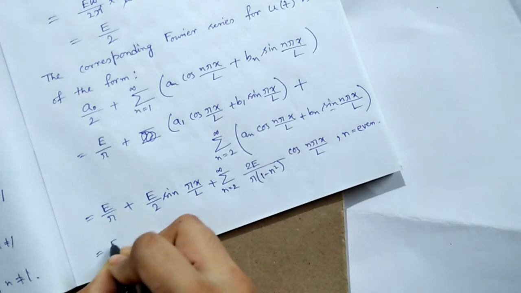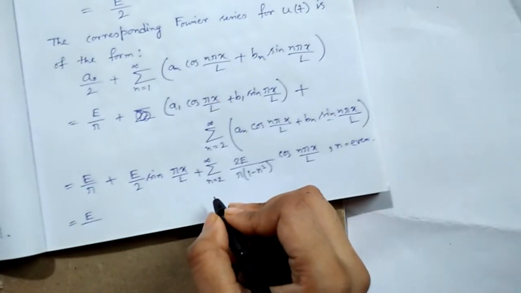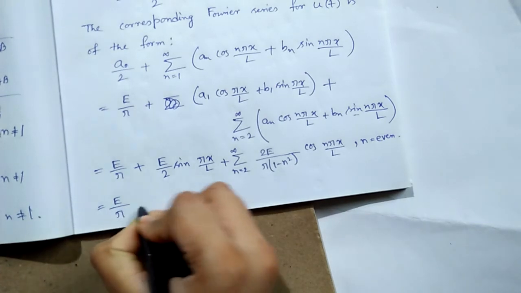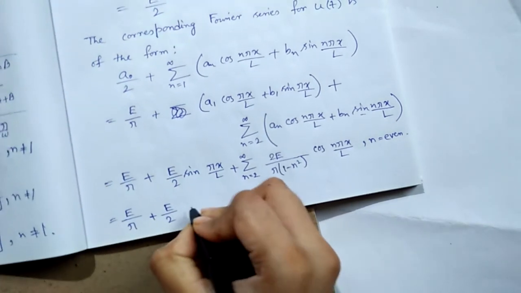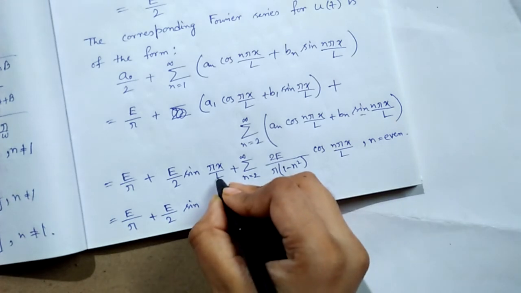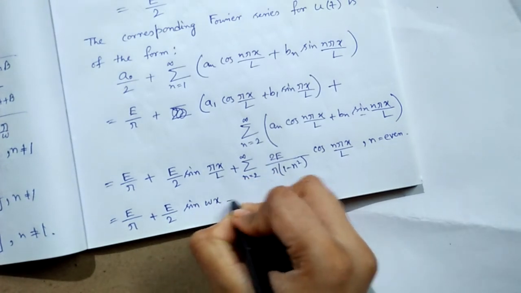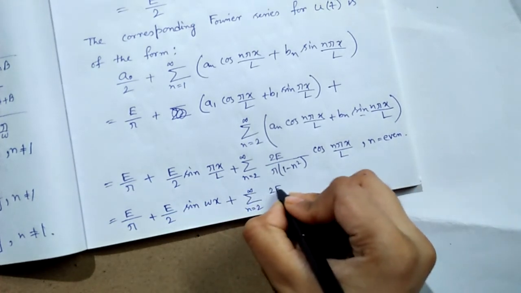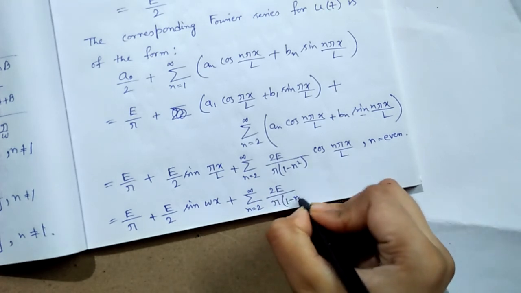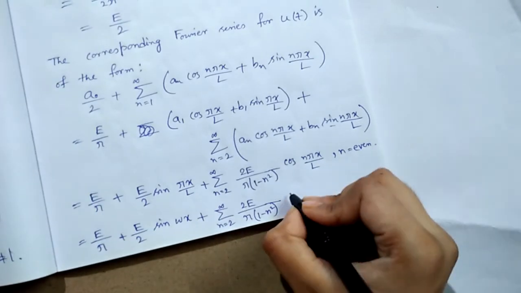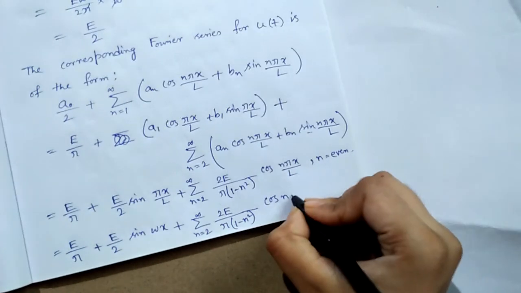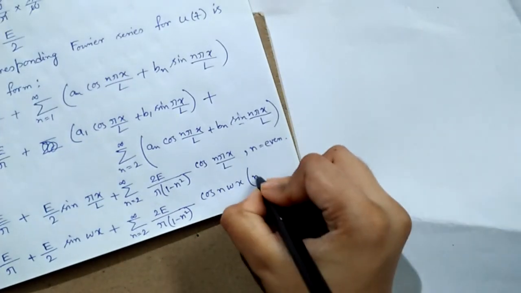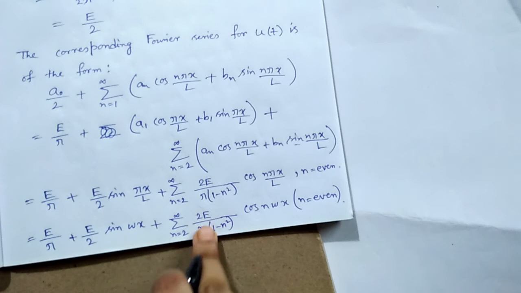So finally we get, now put the value of L, that is e by pi plus e by 2 sine omega x, plus summation n equal to 2 to infinity 2e by pi 1 minus n square, and that is cos n omega x for n equal to even. Okay, so this is our required Fourier series of the given function ut.